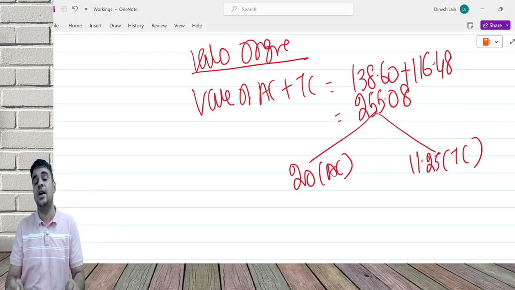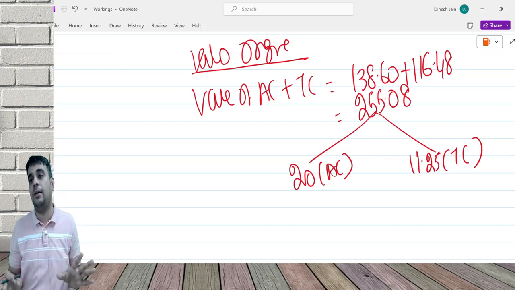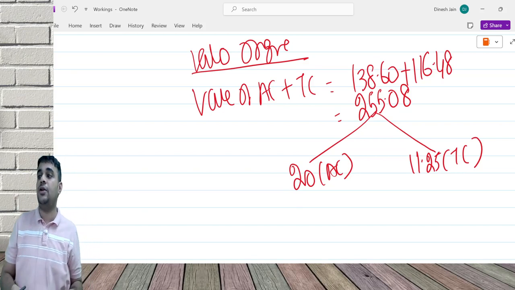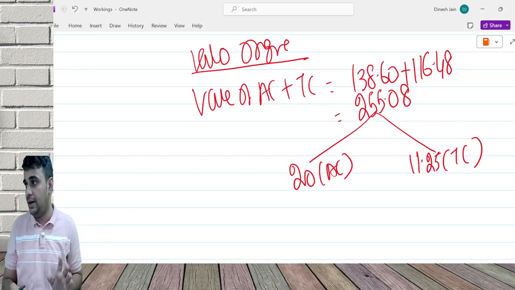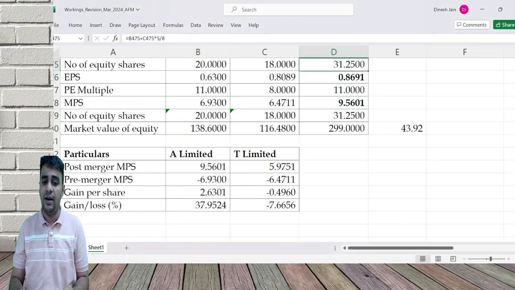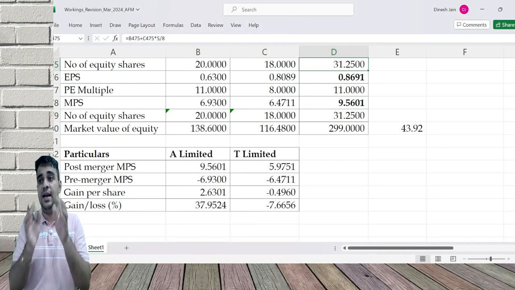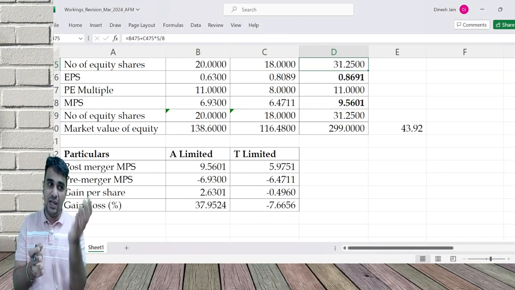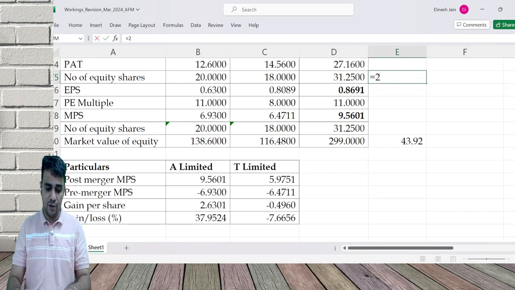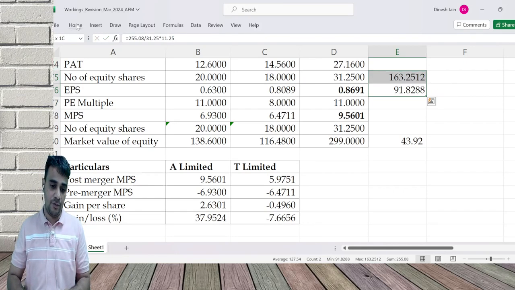What this means is, in case merger gain does not come, what will be the value for both sets of people? Because you have decided to give 20 and 11.25. How did 20 and 11.25 come? Post merger we have 31.25. In that AC continues to hold 20 and to TC you give extra shares. So the value is 55.08 divided by 31.25 into 20, into 11.25.